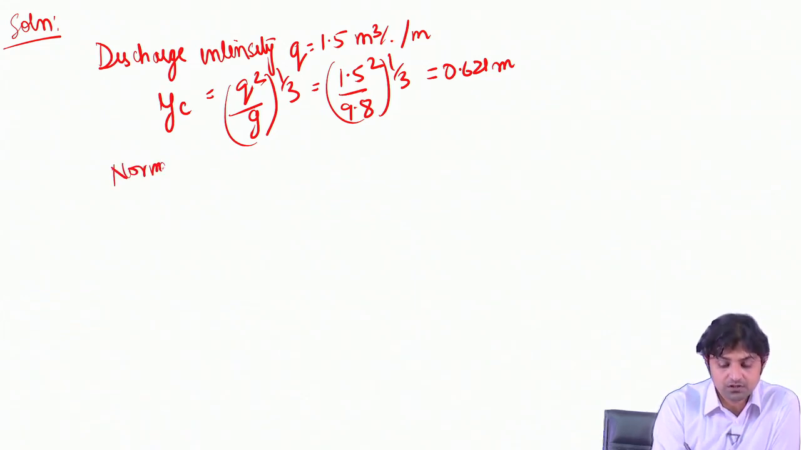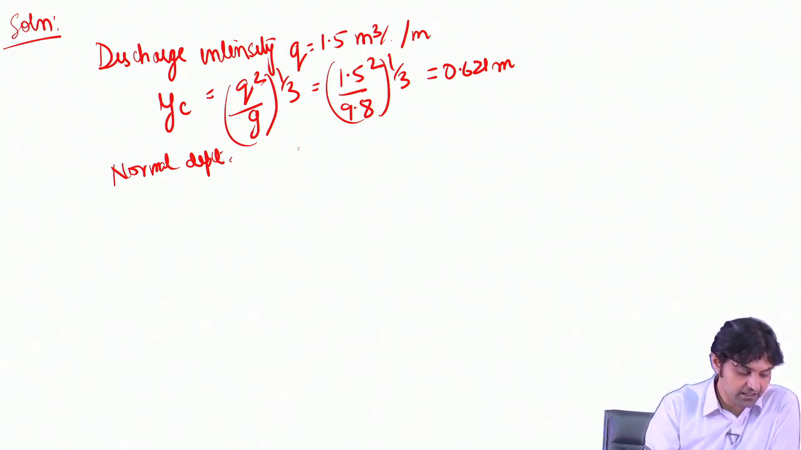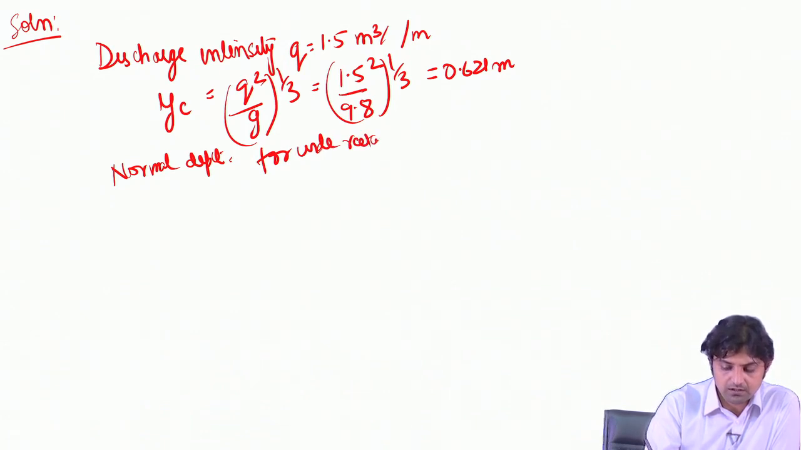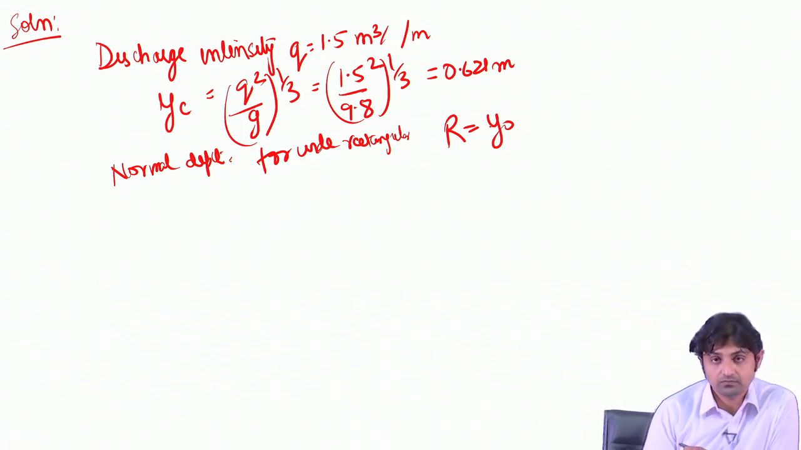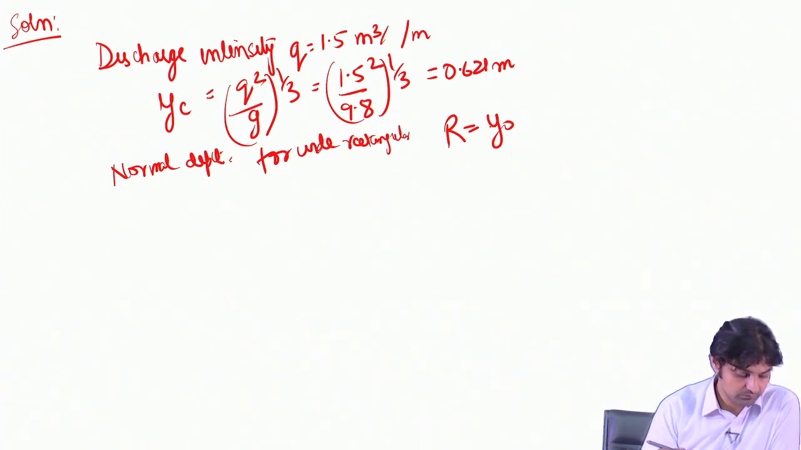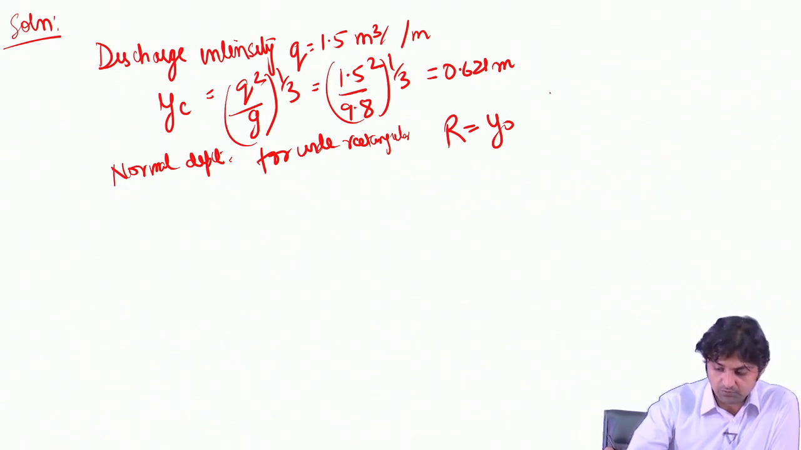what do we use? Manning's equation, all right. So, for a wide rectangular channel, it is so wide that the hydraulic radius becomes y naught itself, all right. You must have a question, why?